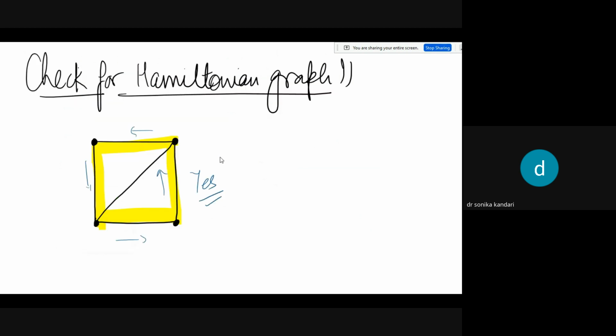Check for Hamiltonian. Yes. Covered. This is covered. Moving ahead. Covered. Fine. Is it clear? So this is a Hamiltonian graph.